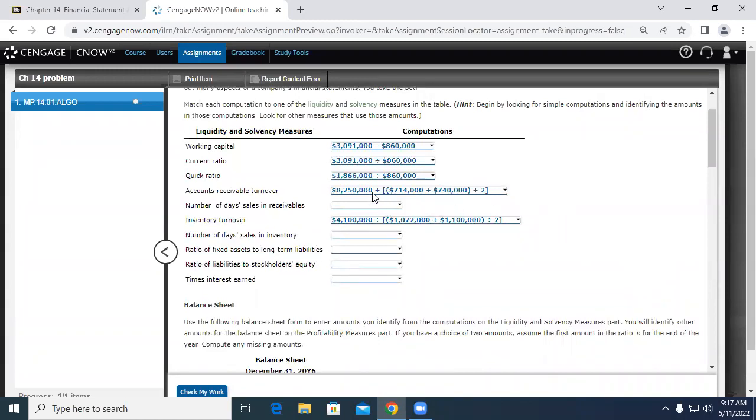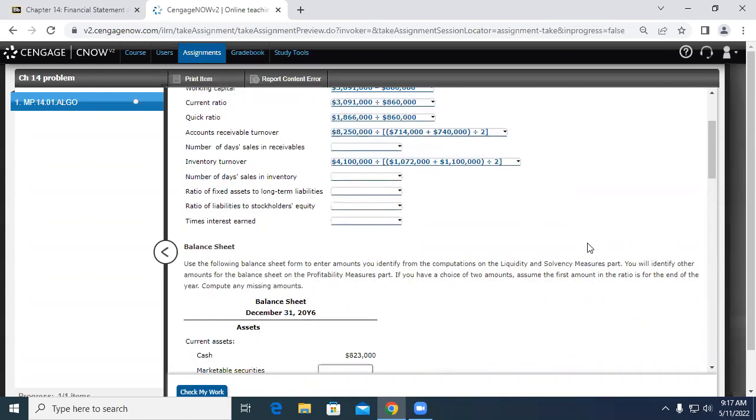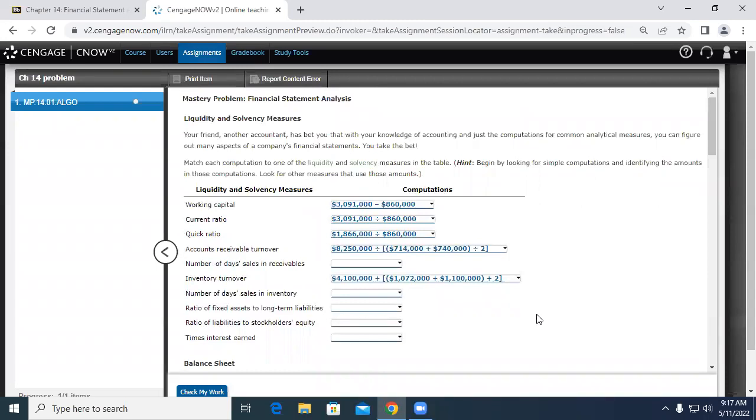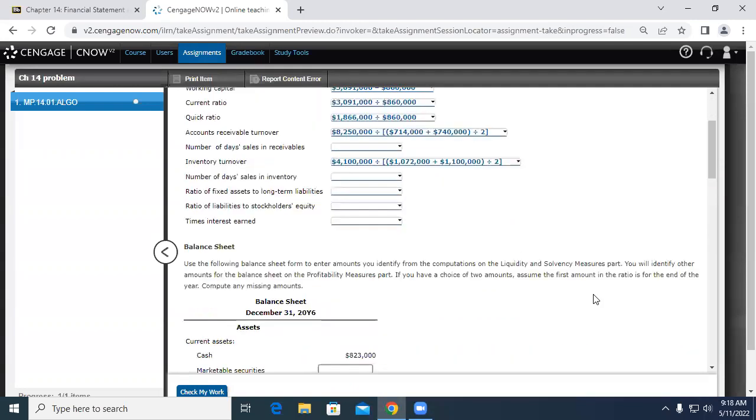What else do we know here? Well, we have our average accounts receivable here. And so we have the ending and the beginning balances added together and then divided by 2. And what I'm not sure is whether they put beginning or ending first. My habit is to start with the ending balance.